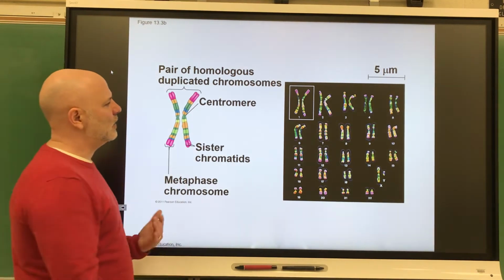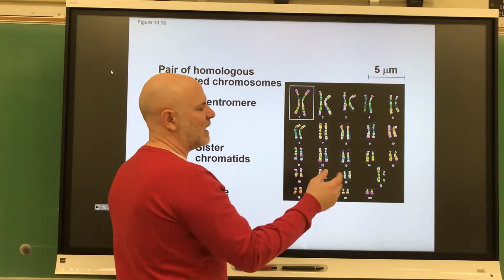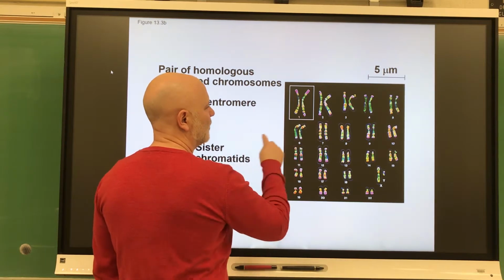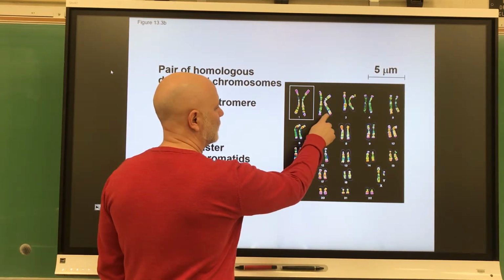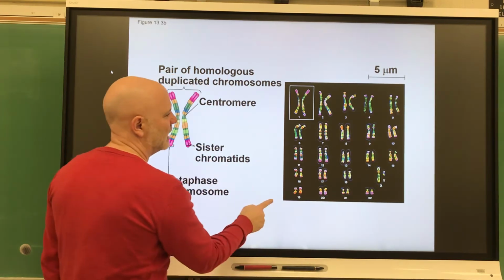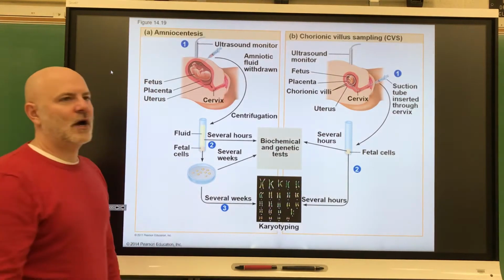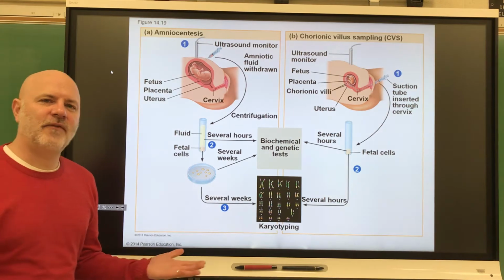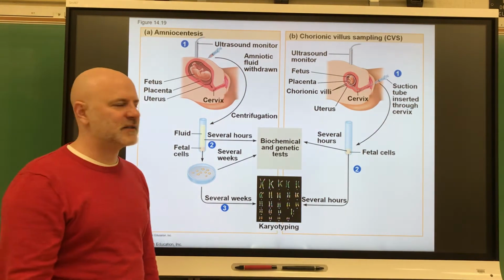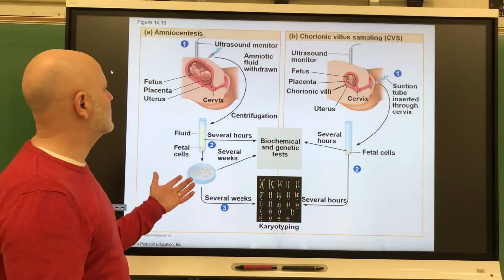So in a karyotype, we match up chromosome number 1 from your mom with chromosome number 1 from your dad, chromosome number 2 from your mom with chromosome 2 from your dad, and so on, and then we have the sex chromosomes there at the end. Oftentimes this is done before somebody is born to see if they might be born with any chromosomal abnormalities, and these are two of the main ways that this is done.